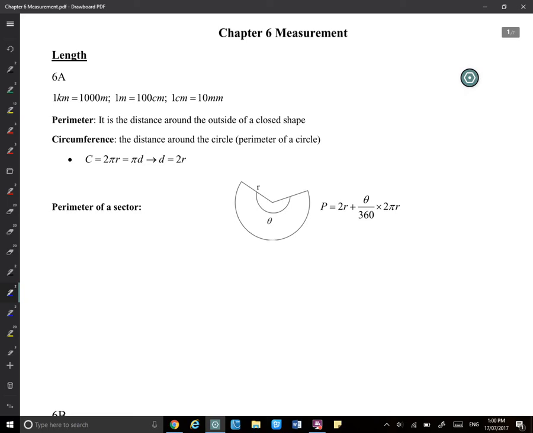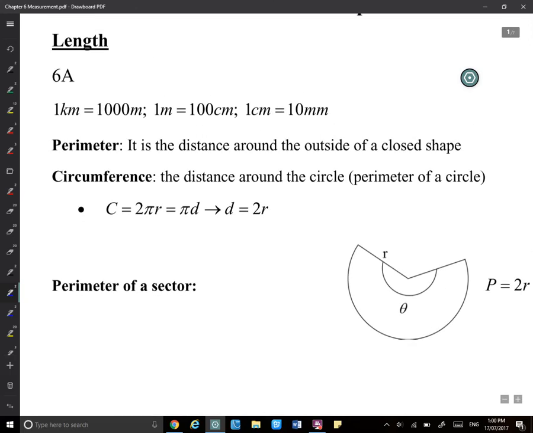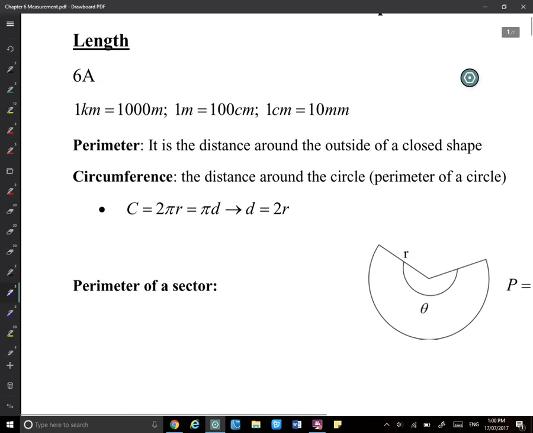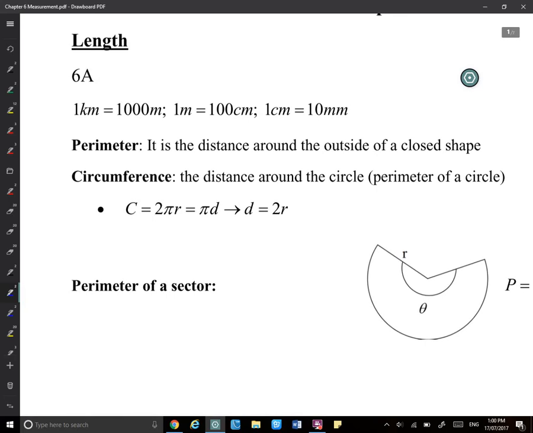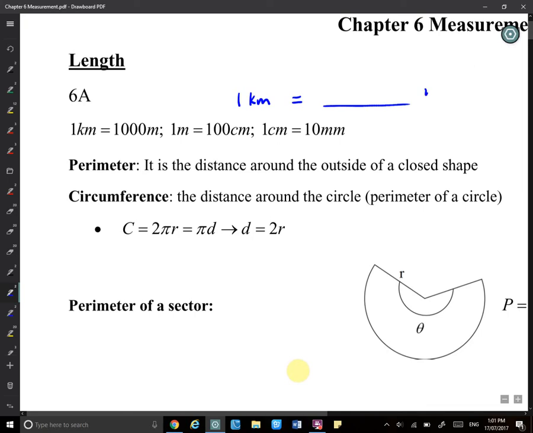Okay, we have units for length. We have units for surface area and area. And we have units for volume. We need to know all the conversions between the units. For example, in length, we need to know three things. 1 kilometer equals 1,000 meters, 1 meter equals 100 centimeters, and 1 centimeter equals 10 millimeters. That's the first three conversions you need to know. And some question may ask you, what is 1 kilometer equivalent to in millimeters? You should be able to do that as well.